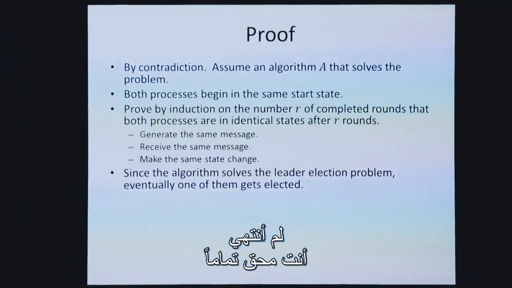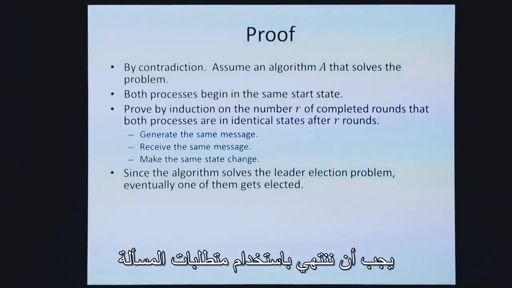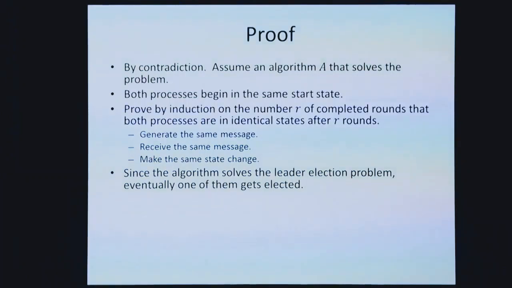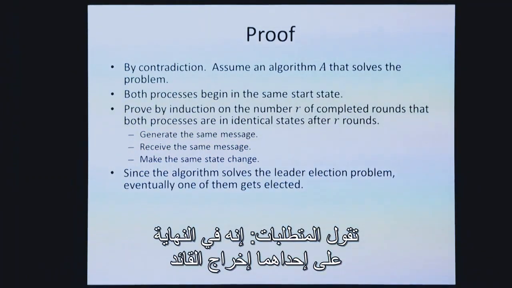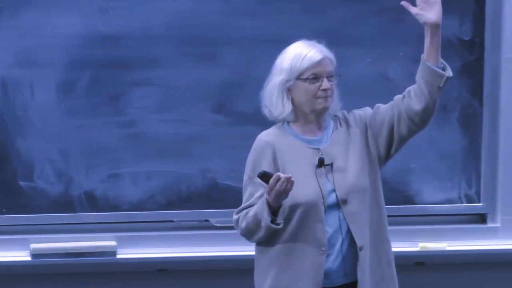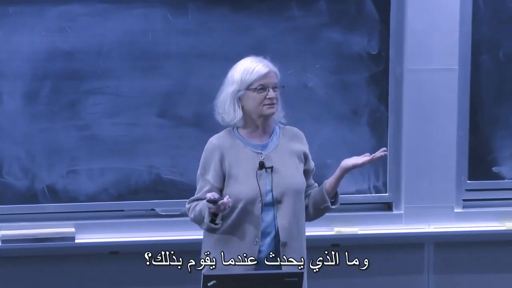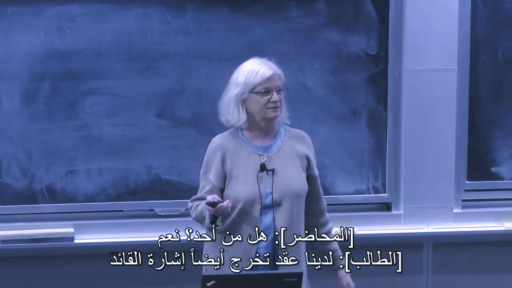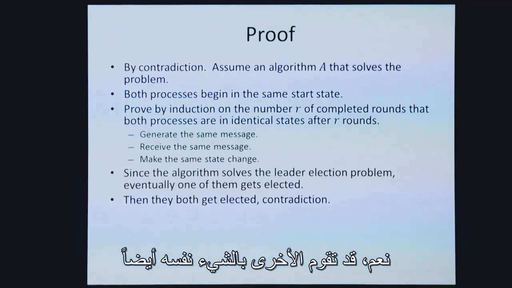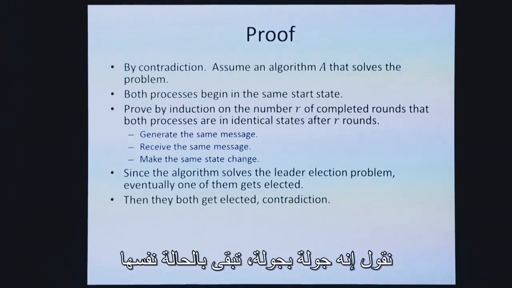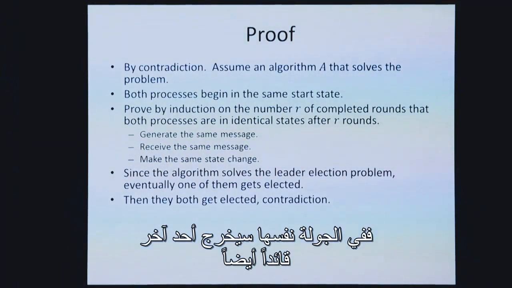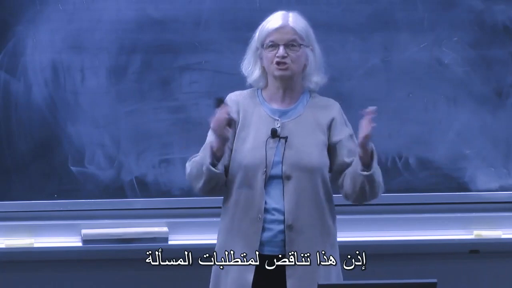Not finished. You're exactly right. We have to finish by using the requirements of the problem. Since the algorithm has to solve the leader election problem, the requirements say that eventually one of them has to output leader. And what happens when he does? Yeah, the other one would also do the same thing. We're saying round by round, they stay in the same state. So as someone said before, when one guy outputs leader, at the same round, the other guy will output leader as well. So that's a contradiction to the problem requirements.